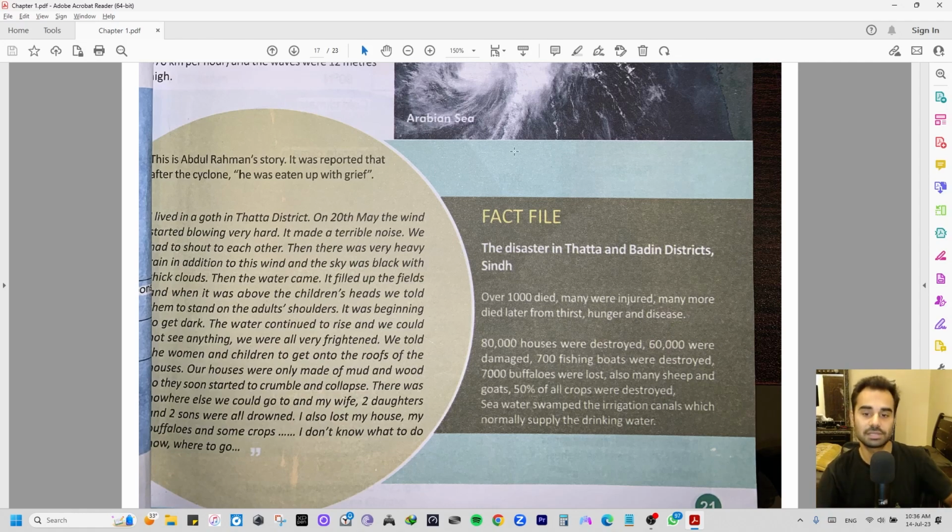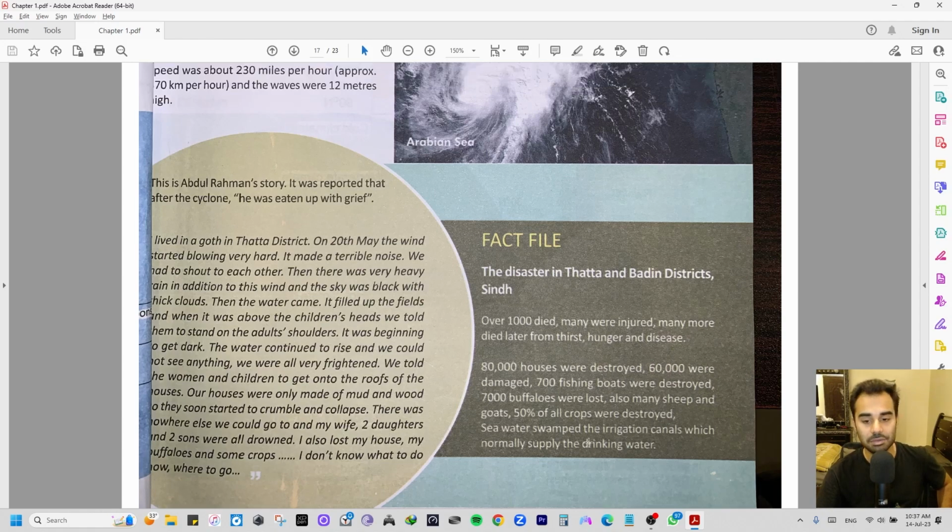So the fact file says over here that in the disaster in Thatta and Badin districts, Sindh, over 1,000 died and many were injured, and many more died later from thirst, hunger and disease. 80,000 houses were destroyed, 60,000 were damaged, and 700 fishing boats were destroyed. 7,000 buffaloes were lost, and also many sheep and goats. 50% of all the crops were destroyed. Seawater flowed into irrigation canals, which normally supply the drinking water.